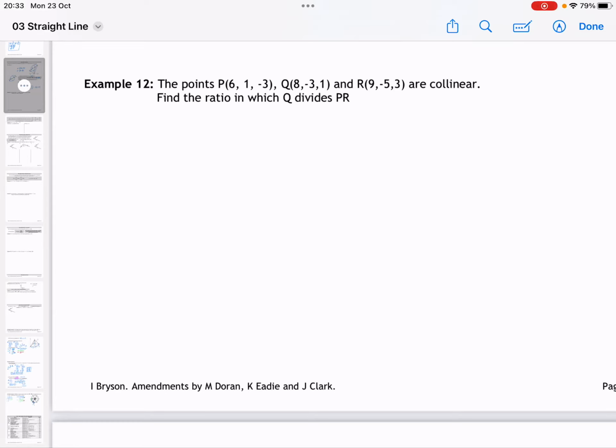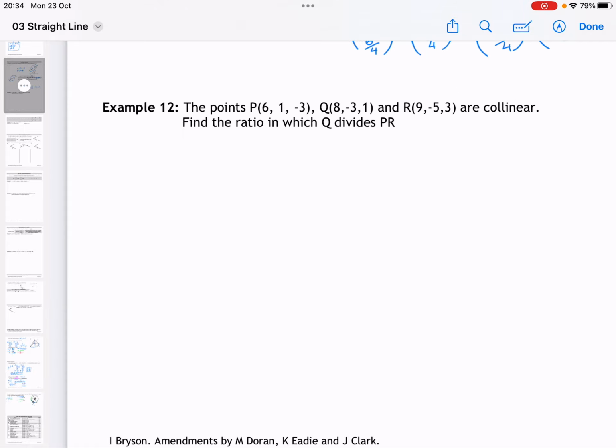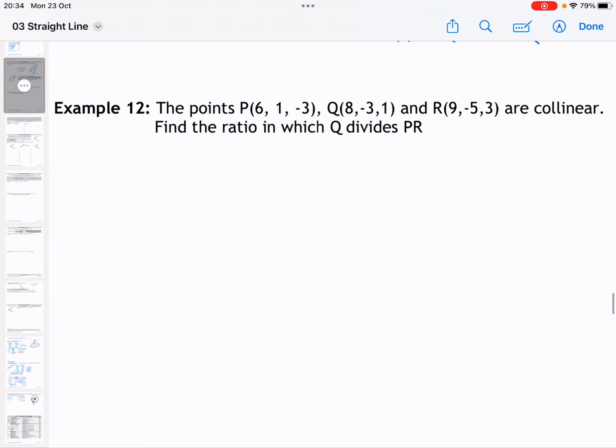Example 12. The points P, Q and R are collinear, so they're telling us this is collinear. Find the ratio in which Q divides PR. Now, this question in an exam is either on its own or it's tagged on to the end of a collinearity question. So they're telling me that we have a line and I've got P, I've got Q, and I've got R. Okay? And they are collinear.